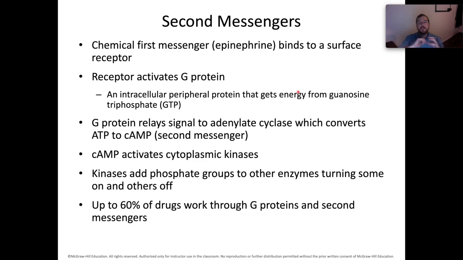A receptor, in the case of epinephrine, this isn't true for all receptors, this is just for this example, will activate something called a G protein. And a G protein is just something that gets its energy from GTP. And you don't have to know that detail. Then a G protein is going to relay a signal to a molecule called adenylate cyclase, which will convert ATP to cyclic AMP, but the big thing is it converts to a second messenger. And then that cAMP will activate cytoplasmic kinases. Kinases are enzymes that will allow some things to turn on and turn off. And this is how a drug, for example, can work through a G protein and a second messenger.